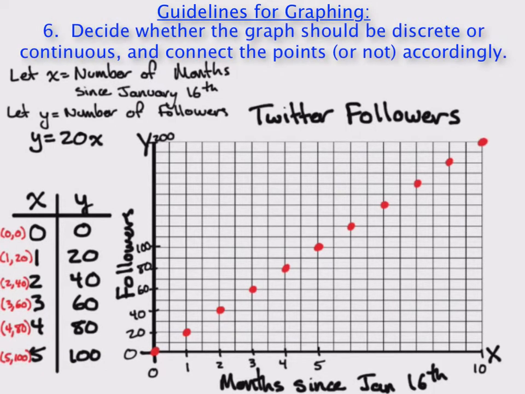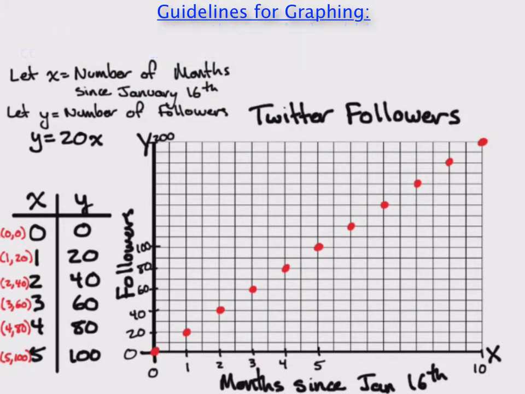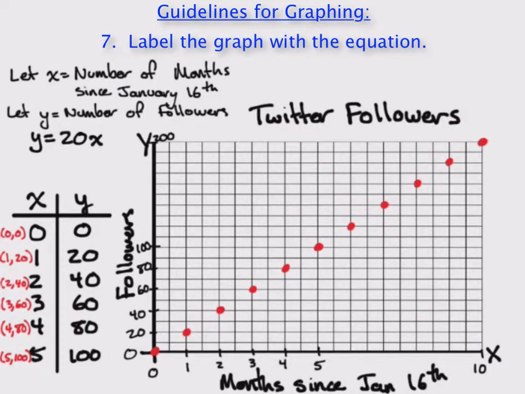Next, we decide whether our graph should be discrete or continuous. In this case, this relationship would best be described with a discrete graph, so we're not going to go ahead and connect those points. If it were best described with a continuous graph, we would. And the last thing, once your graph is drawn, it's helpful to label it with the equation that you made earlier.